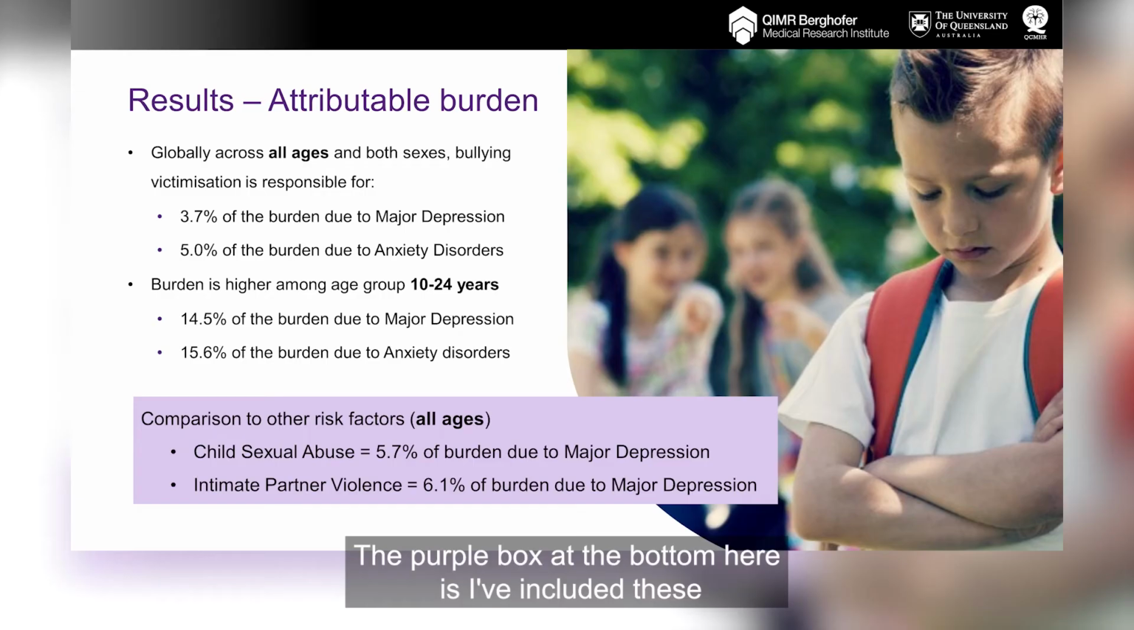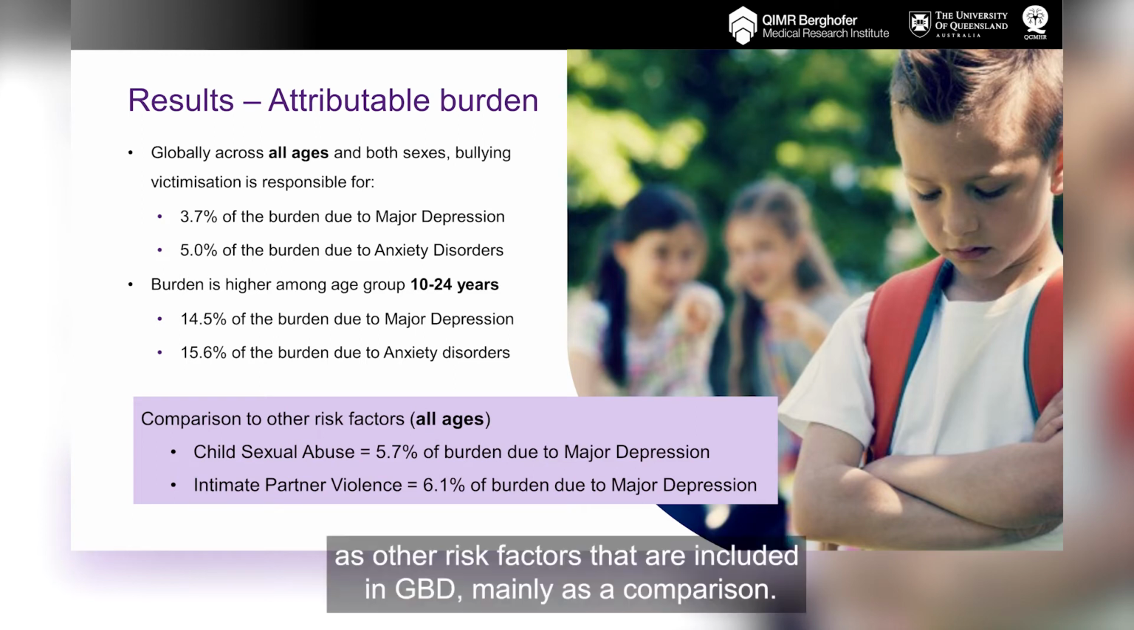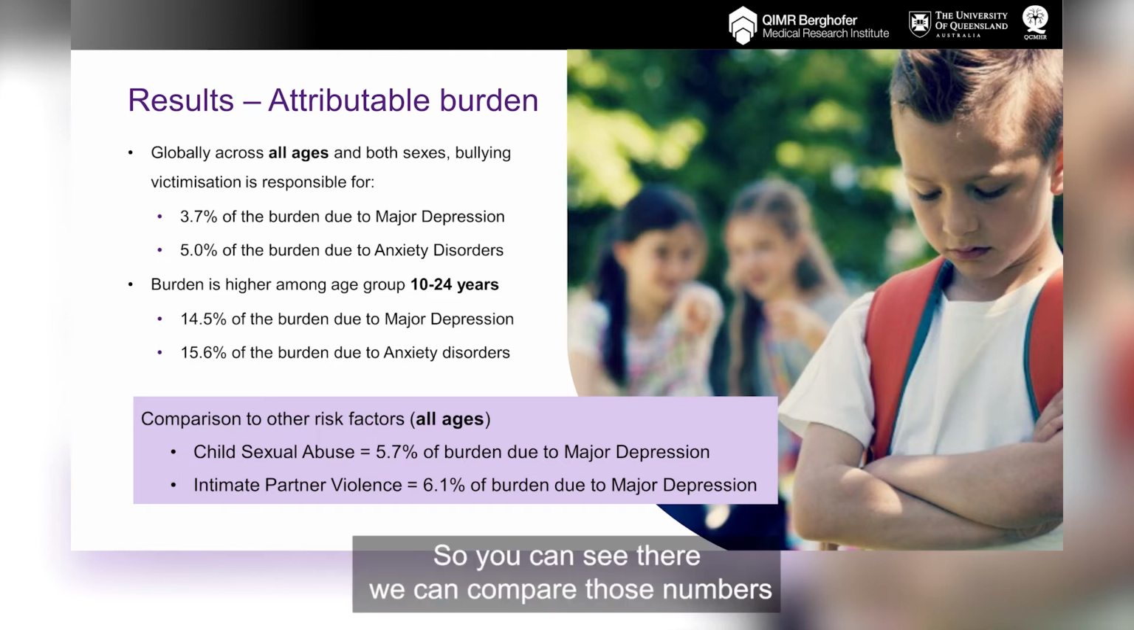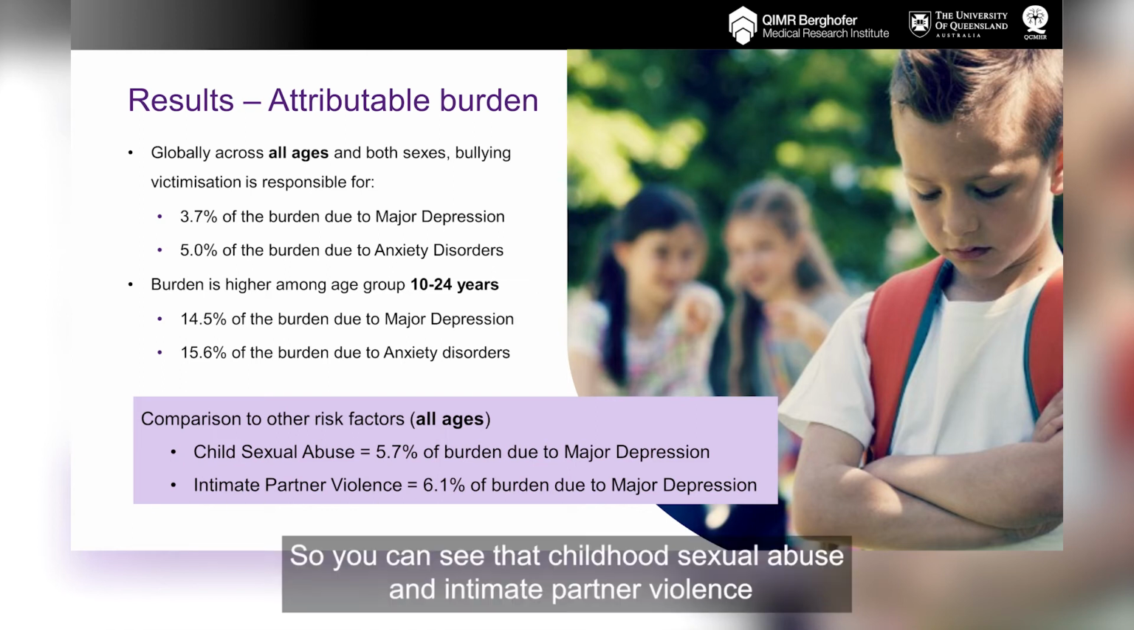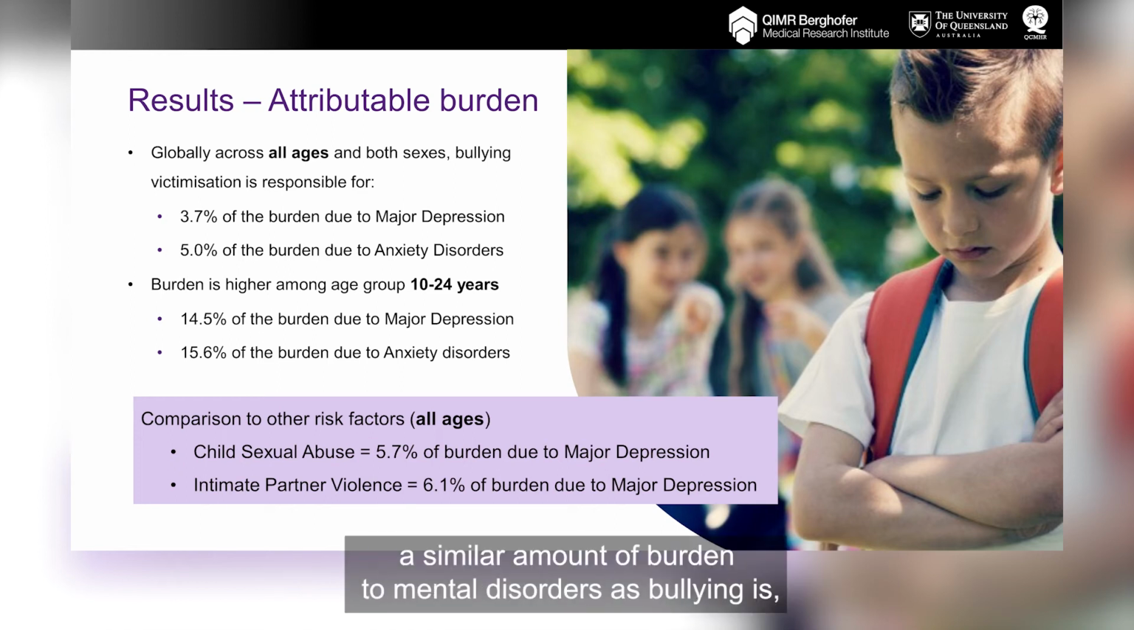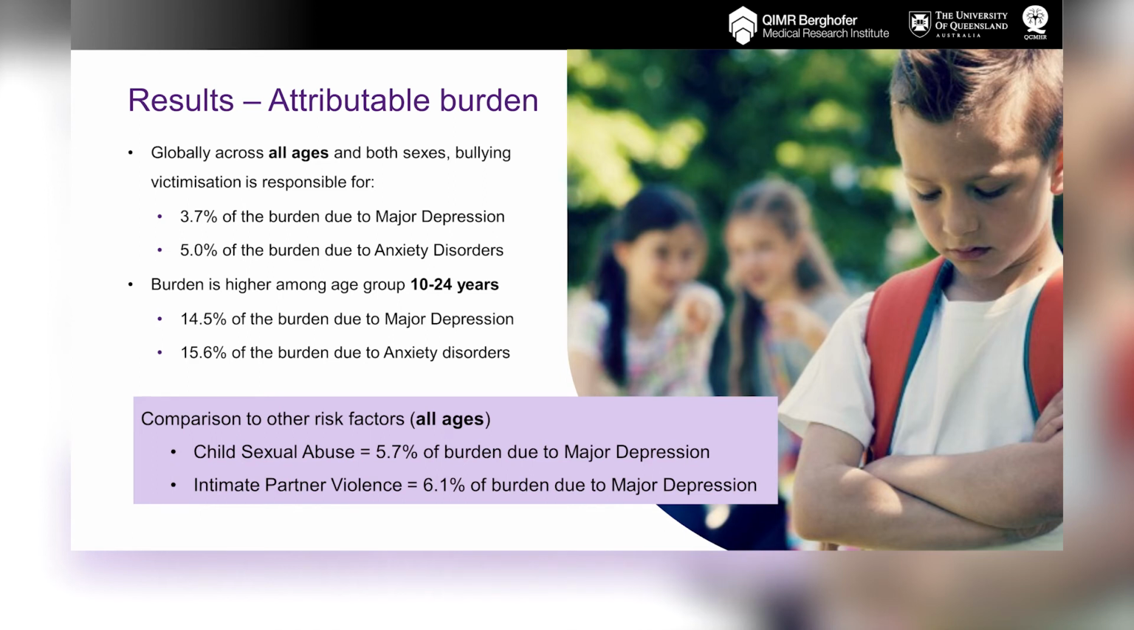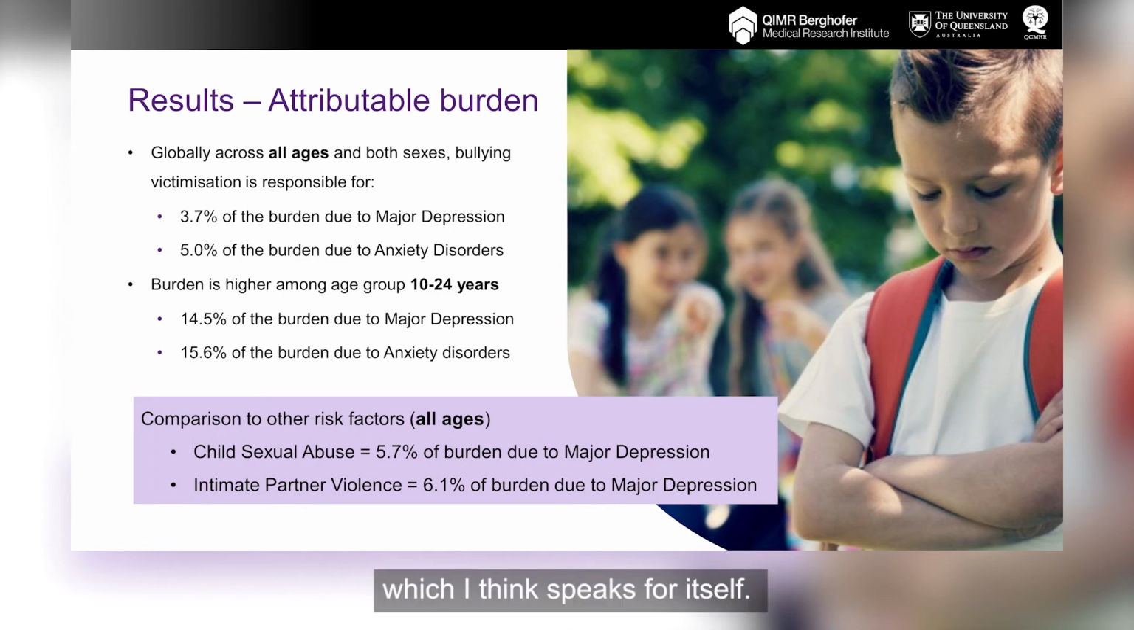The purple box at the bottom here, I've included these as other risk factors that are included in GBD, mainly as a comparison. So you can see there, we can compare those numbers in the purple box with those at the top of the slide. So you can see that childhood sexual abuse and intimate partner violence are really contributing a similar amount of burden to mental disorders as bullying is, which I think speaks for itself.